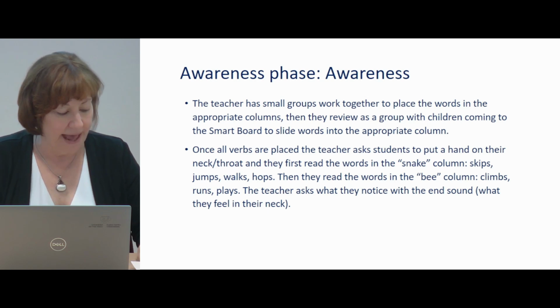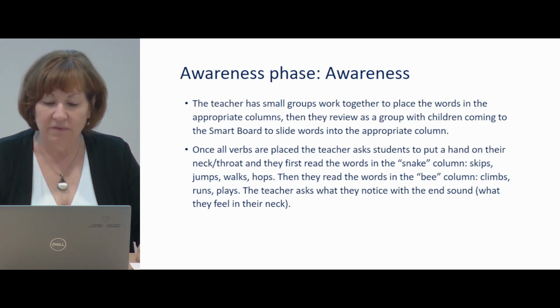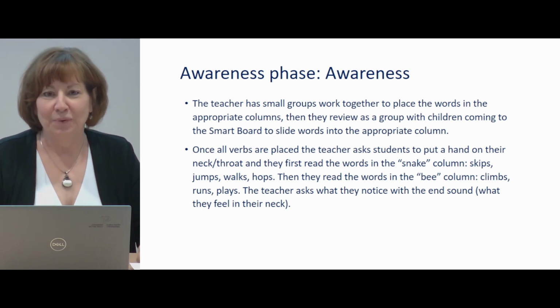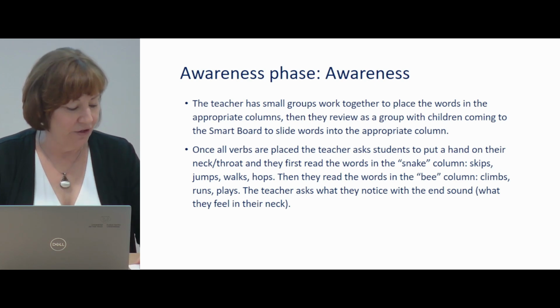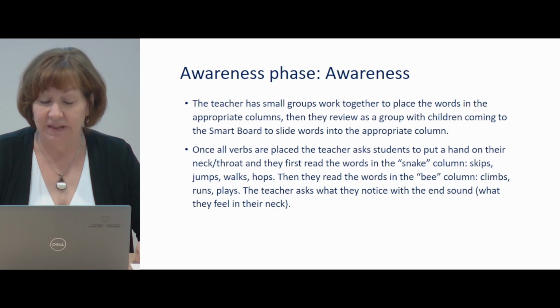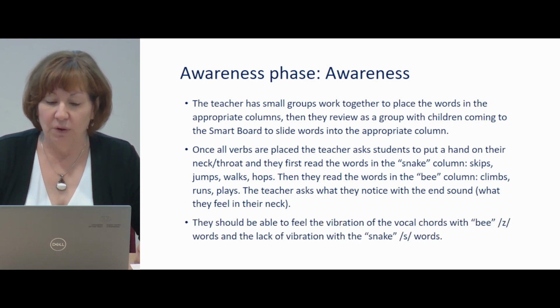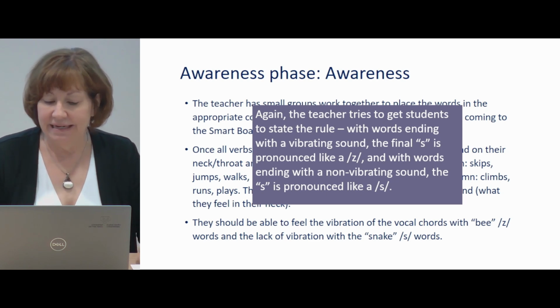And then once they've done that, the teacher asks them to put their hands on the neck and throat, and they read all of the words in the snake column, and they read all of the words in the bee column, and so on. And again, feeling their neck to be able to feel that vibration. And then again, she encourages them to see if they can come up with a rule for the various sounds. And you can see with words ending with a vibrating sound, the final S is pronounced like a Z. And with words ending with a non-vibrating sound, the S is pronounced like an S.